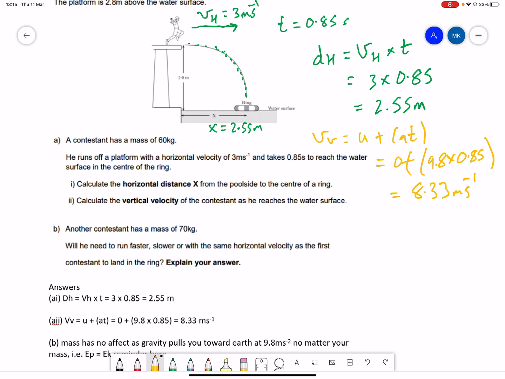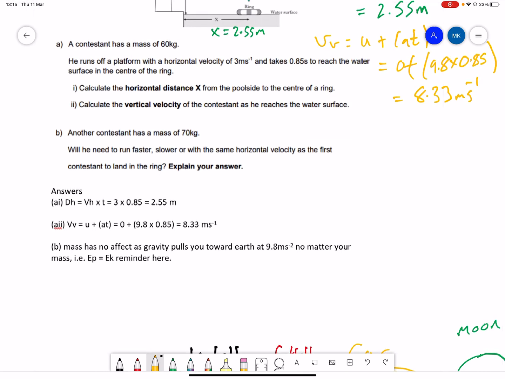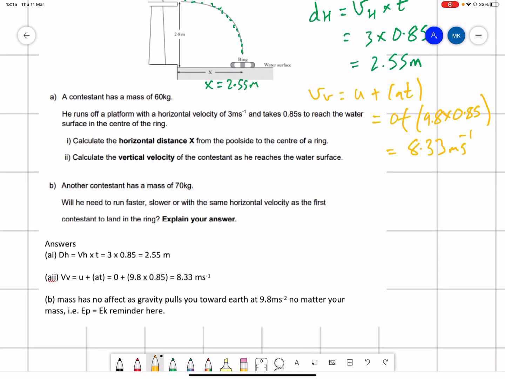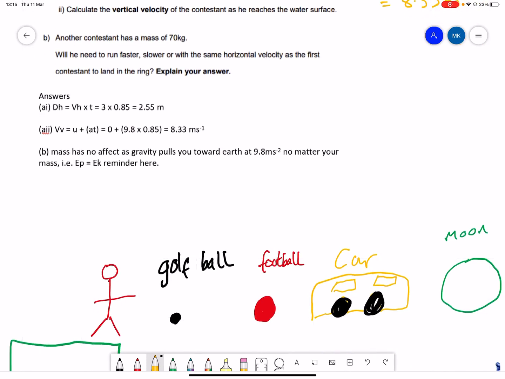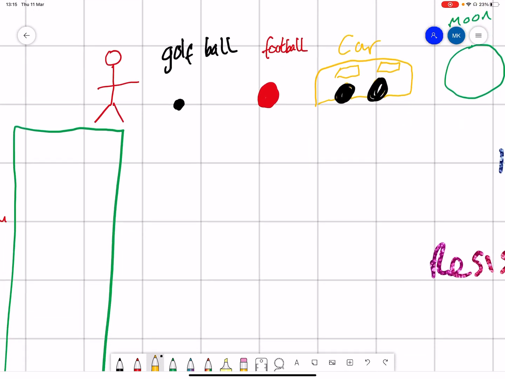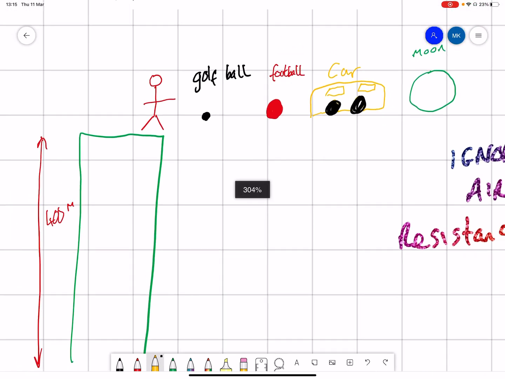Right, part B: another contestant has a mass of 70 kilograms, so the second contestant weighs 10 kilograms more. Will he need to run faster, run slower, or the same horizontal velocity as the contestant to land in the ring? Explain your answer. I wanted to do this with a diagram. Effectively, the mass has absolutely no effect. It's only gravity that's pulling you down to the ground. And I've set up this little diagram here just to explain it in a bit more detail.